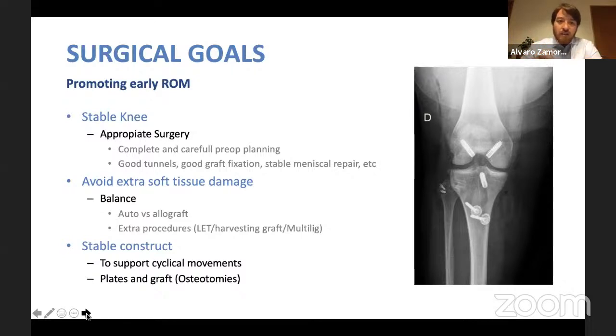Those things are going to give us appropriate surgery, avoiding extra soft tissue damage, to get some balance between the damage we have to do in the surgical process and the extra procedures like lateral extra-articular tenodesis. We have to be meticulous with the harvesting of the graft, or plan our bigger surgeries like multi-ligament surgeries. And the last thing is to give the patient a stable construct that supports cyclical movements and lets the graft or the tissue be in the position to heal.